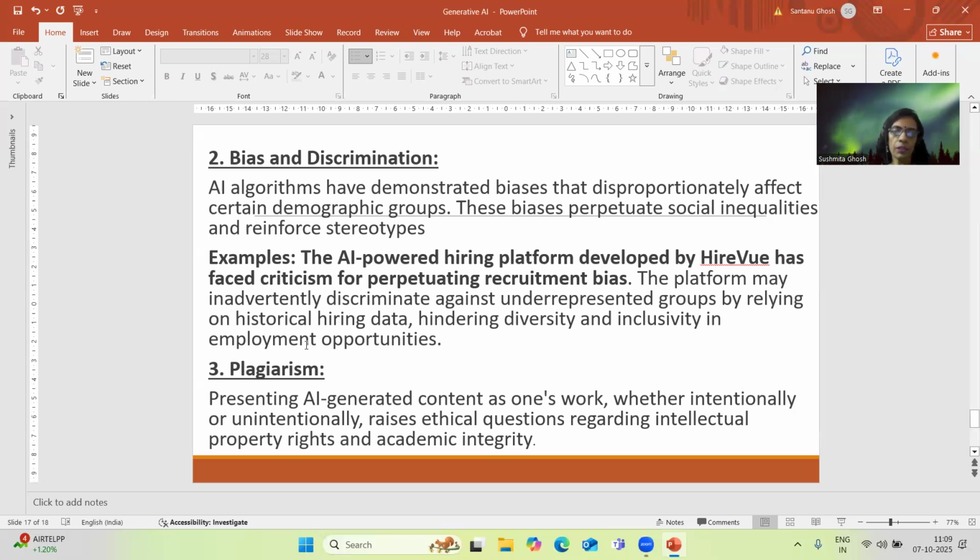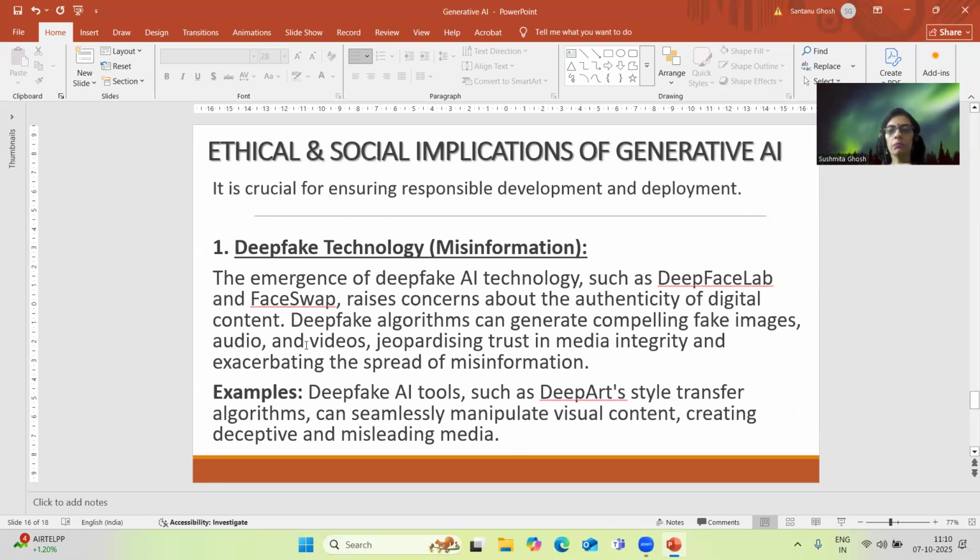And third, of course, which we teachers are facing, is plagiarism. You are easily getting content from AI and giving it for your submissions, which is not correct. You have to understand that whether intentional or unintentional, it is wrong. Presenting AI generated content as your own work is definitely plagiarism, and you should not do it. So these are the three pointers when we talk about the ethical and social implications of generative AI. One is deepfake technology, the misinformation you are getting, and you are developing your perceptions accordingly.